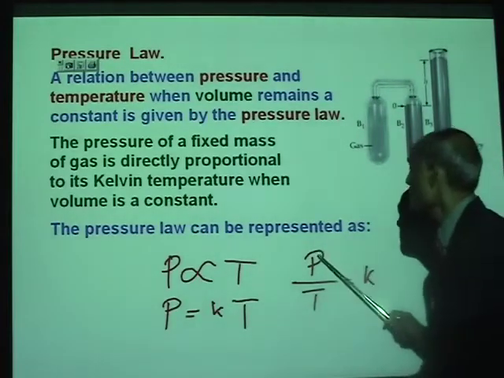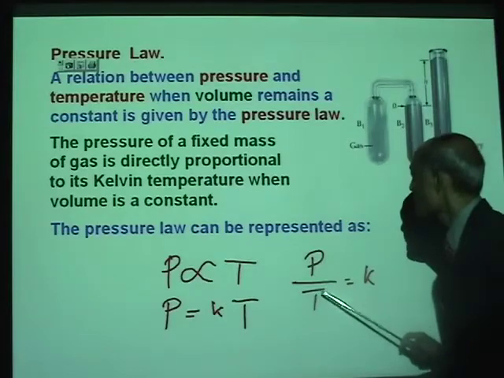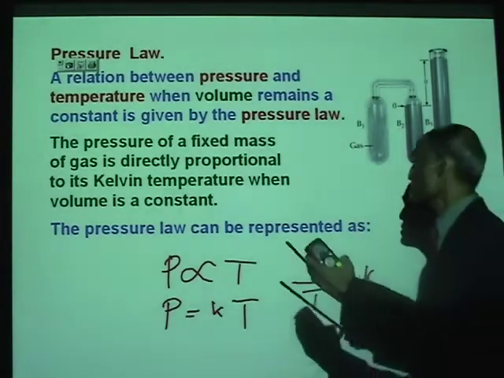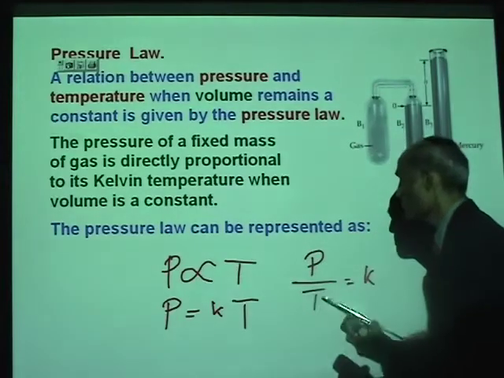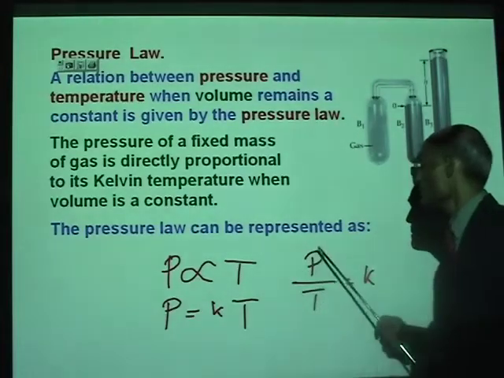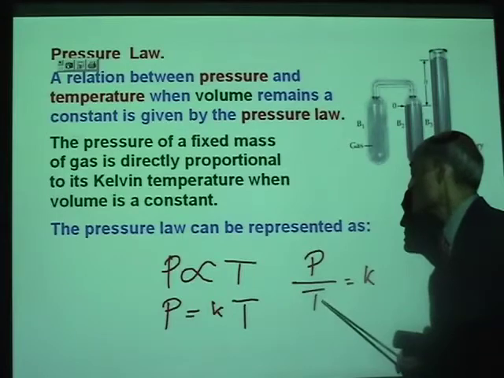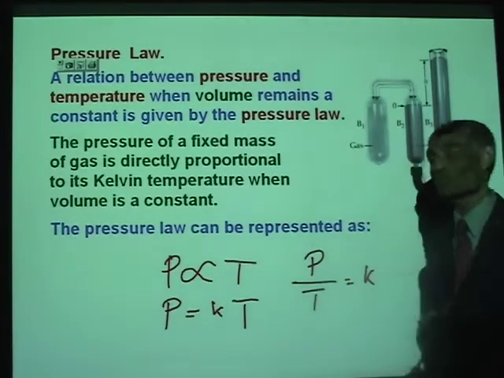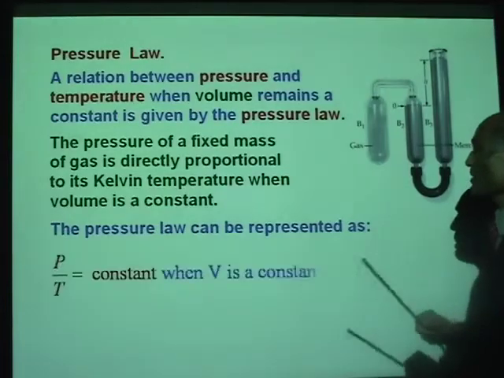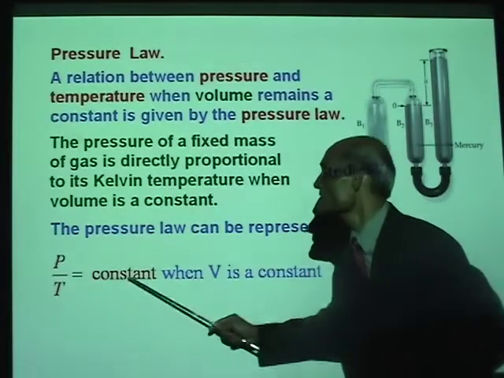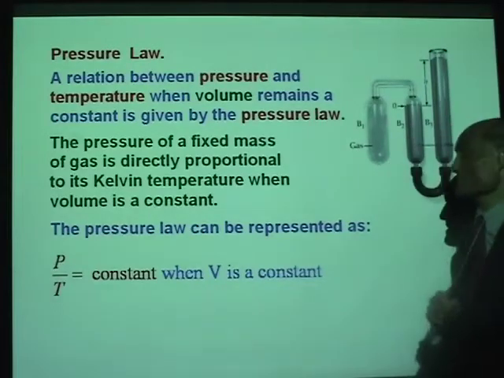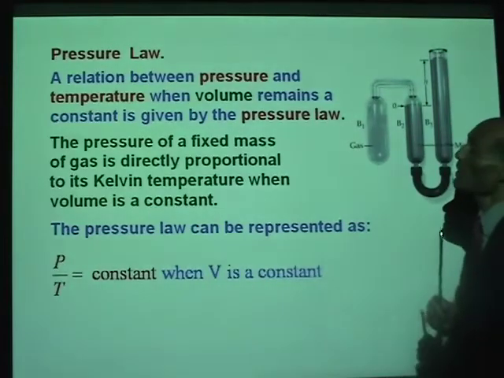That means if P1 is the pressure at a temperature T1, and later on if the pressure changes to P2 when the temperature is T2, it means P1 divided by T1 will be equal to P2 divided by T2. That's the meaning there. So we have P over T is a constant when the volume V is a constant. And that's what the pressure law is.